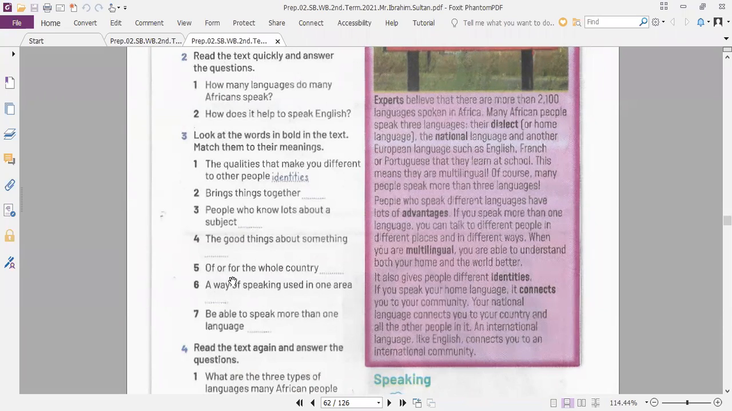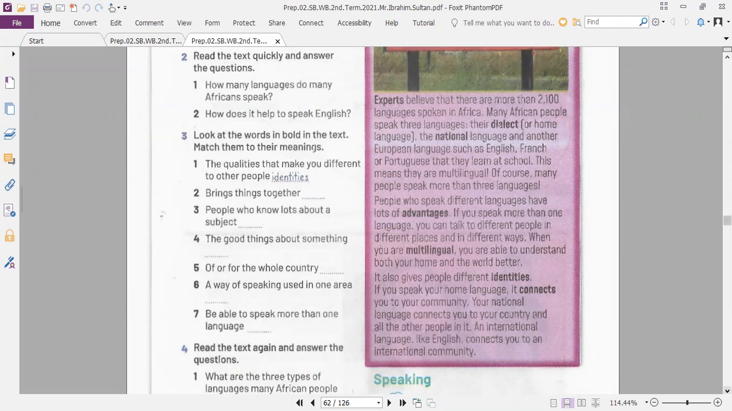Okay, number 5, of or for the whole country. For the whole, national, very good. A way of speaking used in one area. In a particular area, we mean dialect. Be able to speak more than 1 language.